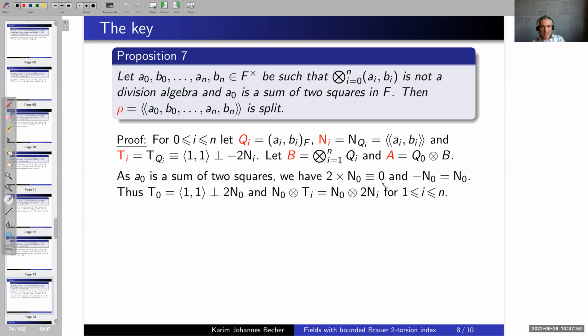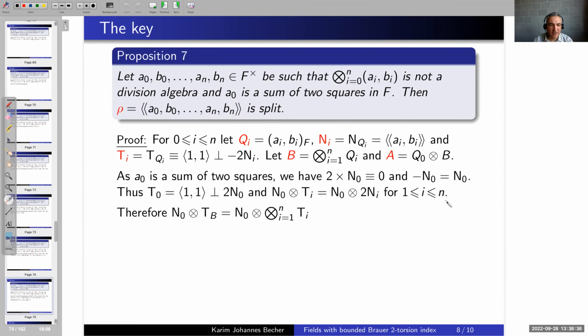2 times N0 is hyperbolic. So N0 times this part is uninteresting, and N0 times a minus sign, I can ignore the minus sign because I said minus N0 is N0. So N0 times Ti is actually equivalent just to N0 times 2Ni. And since now the dimensions are both 16, it's really not only Witt equivalent, but an isometry. So this gives this nice relation: N0 Ti is actually N0 Ni scaled by 2. Good. And now we can use that.